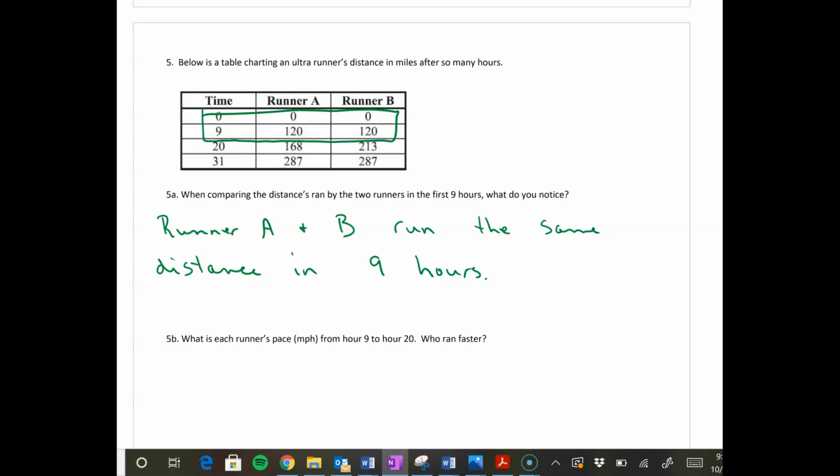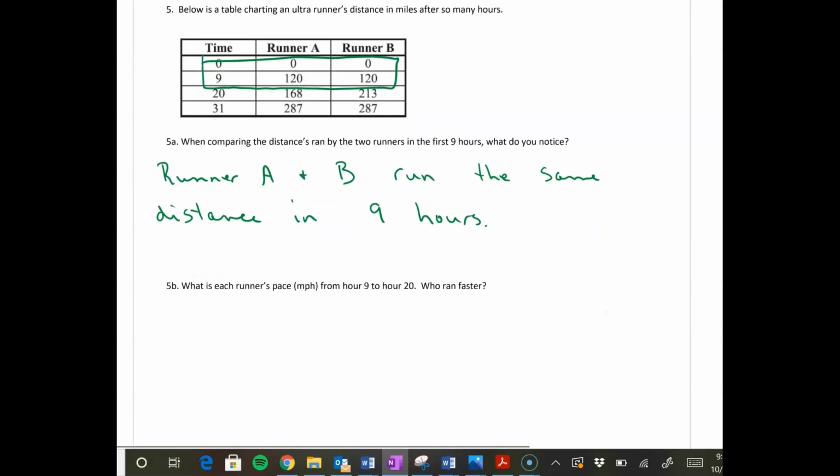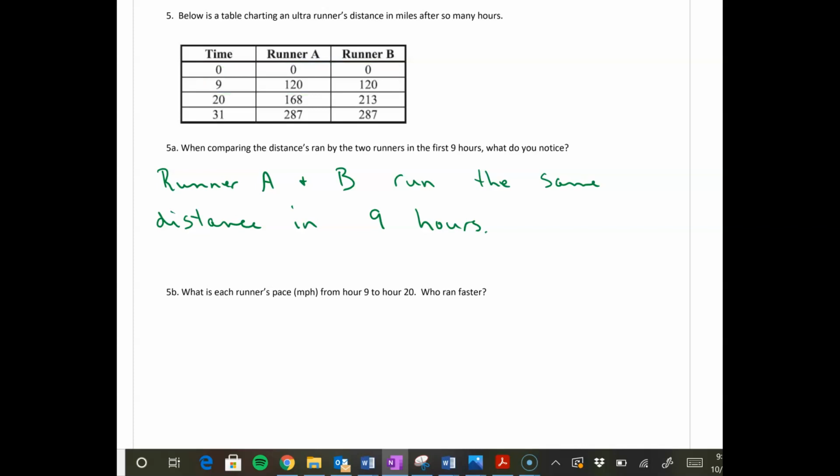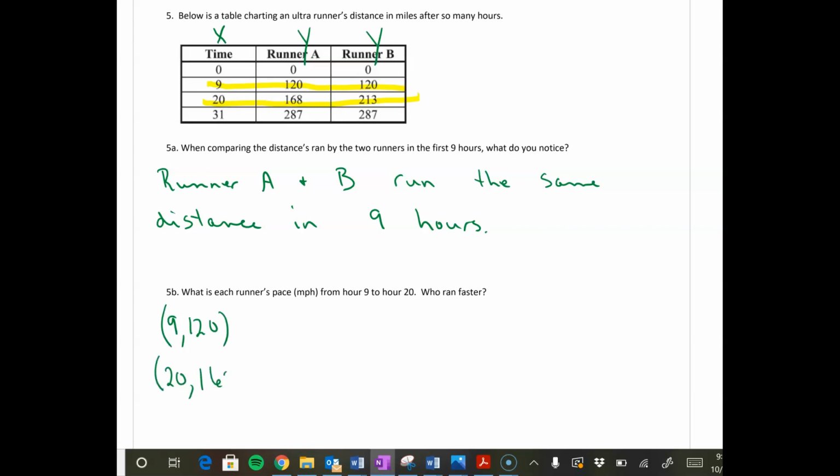All right, so now what we want to do is find each runner's pace from 9 hours to 20 hours. So I'm going to erase the green. I'm going to look from 0 hours to 9 hours, and I messed up, so 9 hours to 20 hours. And we will get our values here. For runner A, again, time is X and their mileage is the Y values. So for runner A at 9 hours, he's at 120 miles. But at 20 hours, he's at 168.